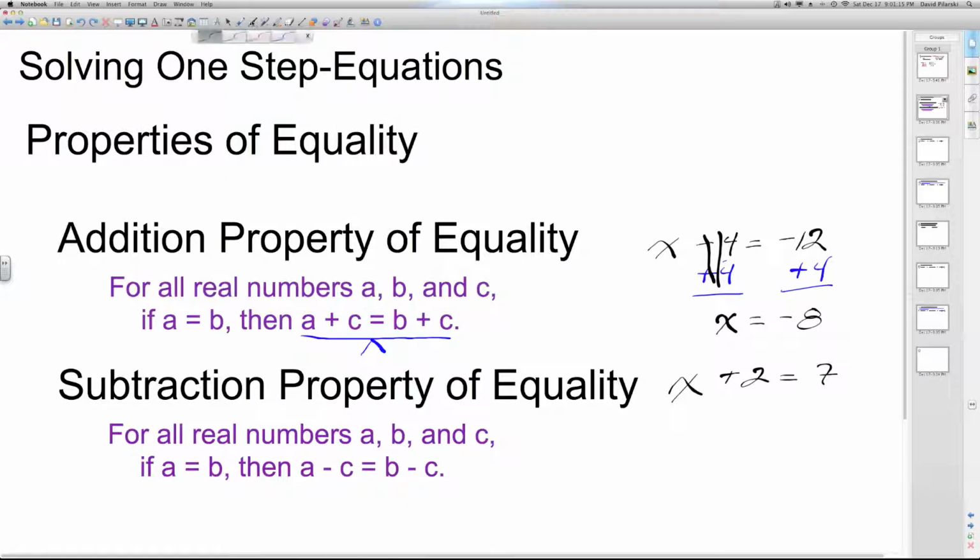On the opposite side of that, we have the subtraction property of equality, which states, for all real numbers a, b, and c, if a is equal to b, then a minus c is equal to b minus c. Again, whatever you do to the left, you have to do to the right to maintain that balance. And again, if you imagine that as a little seesaw, whatever you do to one side, you have to do to the other side. So for this example, we have x plus 2 is equal to 7. To isolate the variable x, we have to get rid of the plus 2. We use the subtraction property of equality.